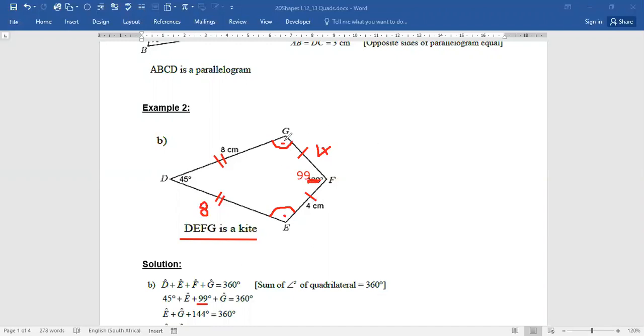If this is 216, then G and E are equal. So 216 divided by 2 will give you 108 for each angle. So that's how the values for G and E need to be worked out. And the method, and how it's given here, let's watch how it's done in our method.